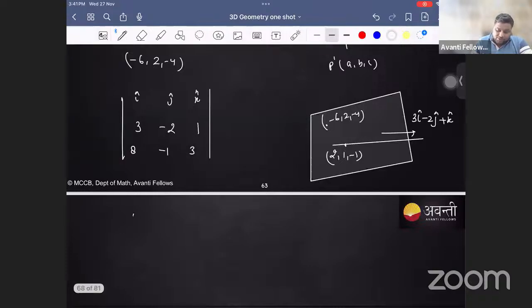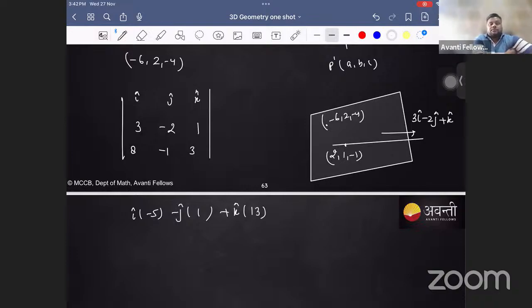So with i cap, it is minus 6 plus 1, minus 5. With minus j cap, it is 9 minus 8, 1. And with k cap, it is minus 3 plus 16, so it will be 13. Am I correct? So it is minus 5i cap minus j cap plus 13k cap.